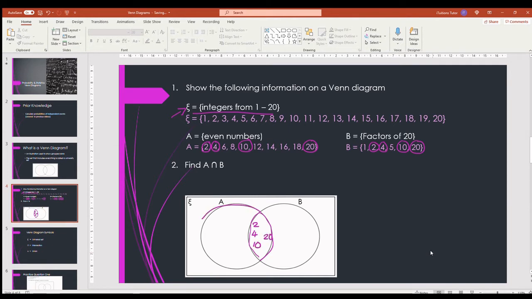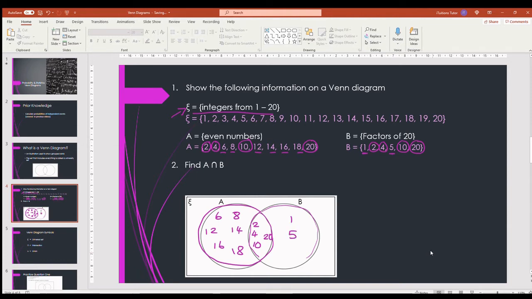In this section over here, we would have anything that is in set A but not in set B, which are these numbers over here. Let's put these in. 6, 8, 12, 14, 16 and 18. And in this section over here, we would have anything that's in B but not in A. So that would be 1 and 5.